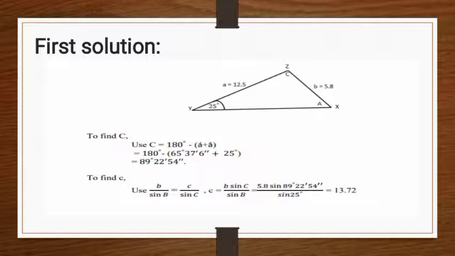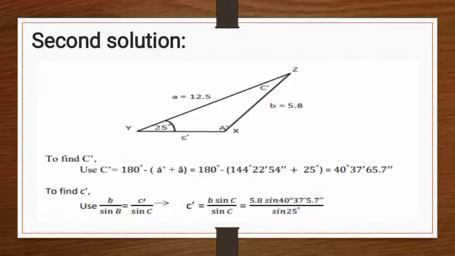180 degrees minus 65 degrees 37 minutes and 6 seconds plus 25 degrees. To find C, use B over sine B equals C over sine C. C equals B sine C over sine B, 5.8 sine 89 degrees 22 minutes and 54 seconds, divided by sine 25 degrees, and the answer is 13.72.